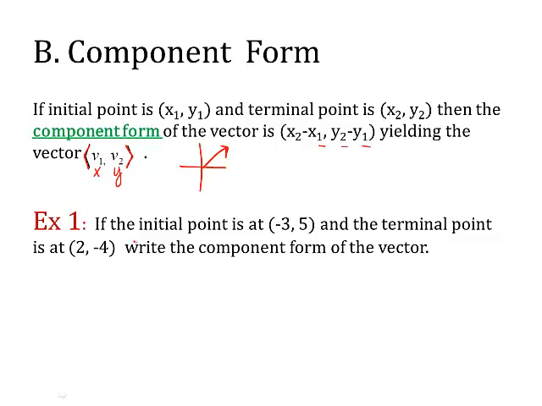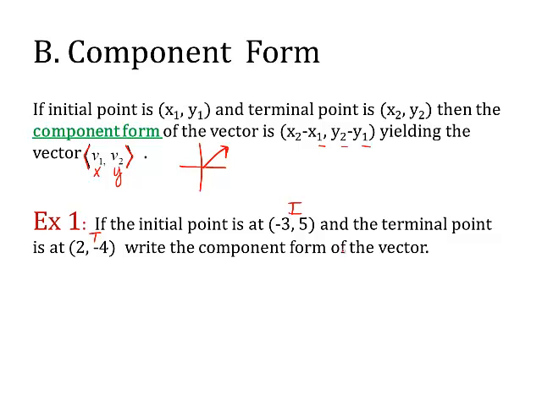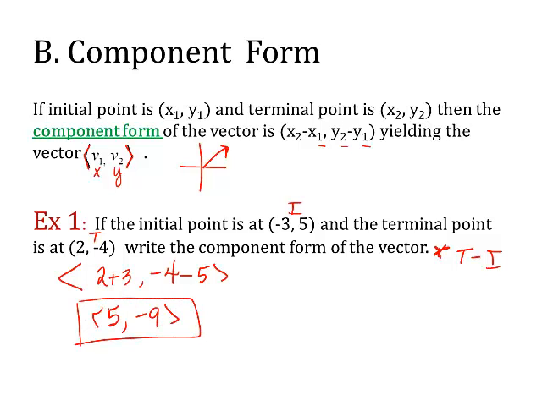All right, so let's try this. If the initial point is -3, 5, terminal point is 2, -4, write the component form of the vector. This is my initial, this is my terminal. If you catch nothing else, remember it's the terminal minus the initial, okay? So terminal x is 2 minus the initial x, which was -3, so it's a +3. Terminal y is -4 minus the initial, which is 5. So 2 plus 3 is 5. -4 minus 5 is -9. So this is the component form of my vector: 5, -9.